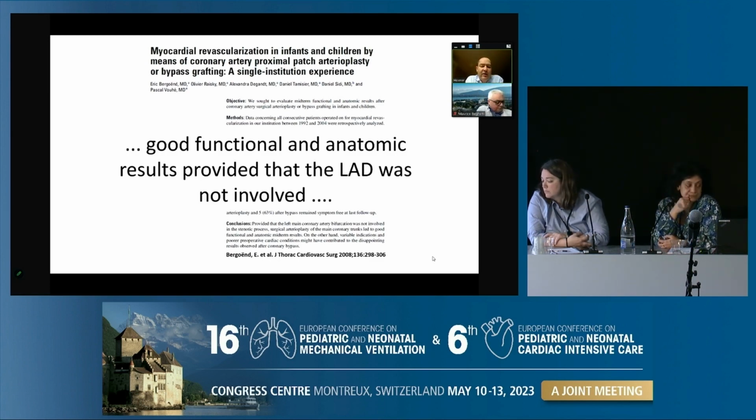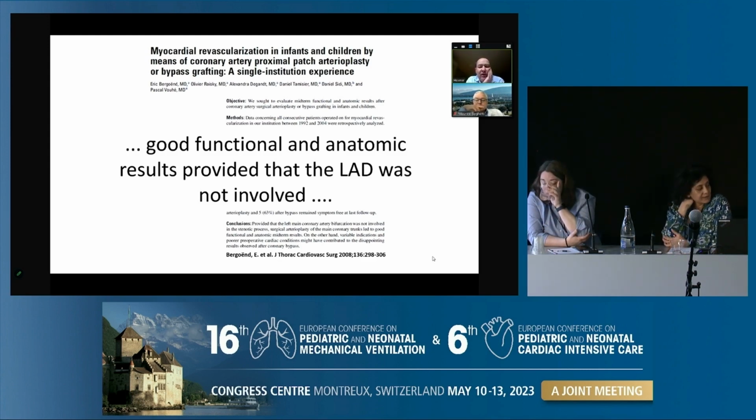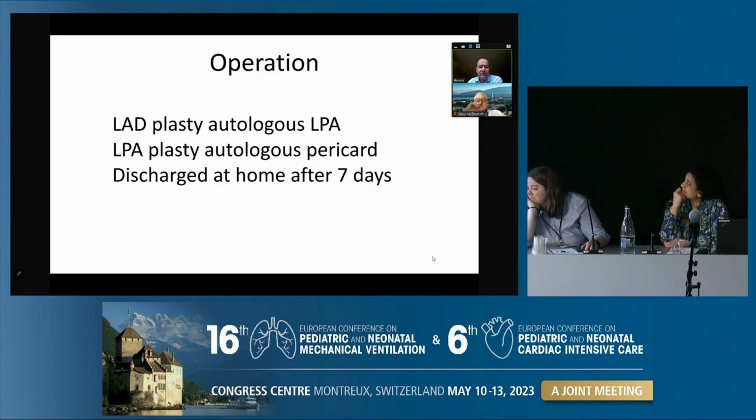Okay. Our pediatric cardiologist obviously did not really know this paper quite well. She knew that we should address that. She had already talked to the parents and said we were going to operate on the child, so I had no big choice. I had to go on and try to fix that. And we opted for an LAD plasty.